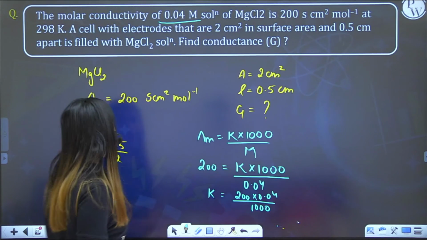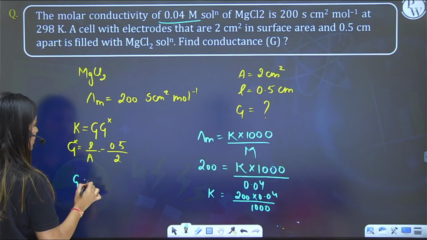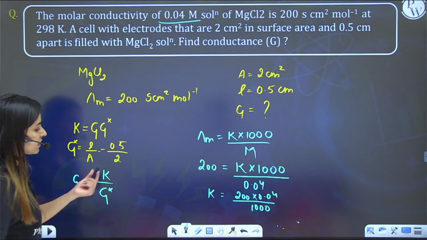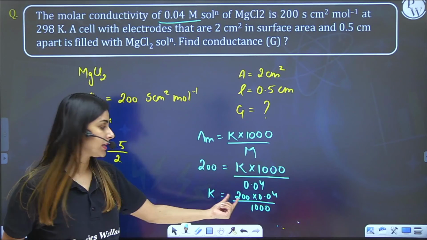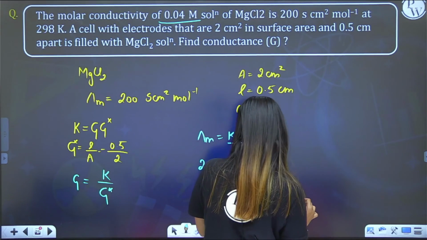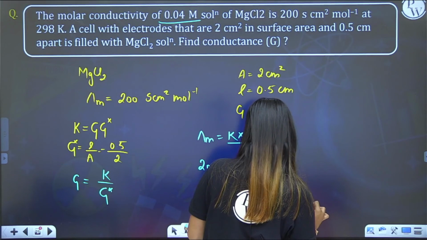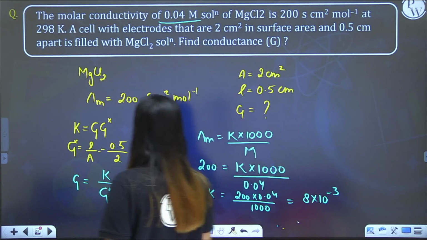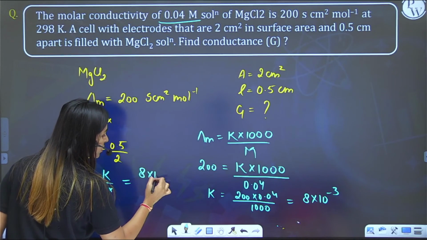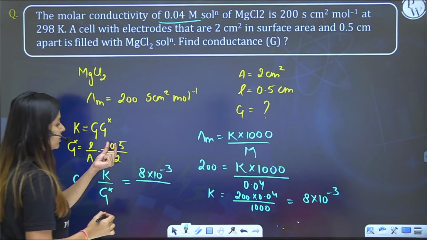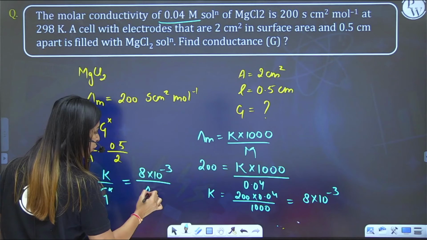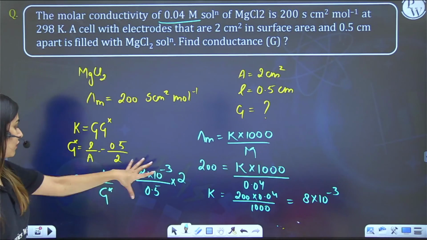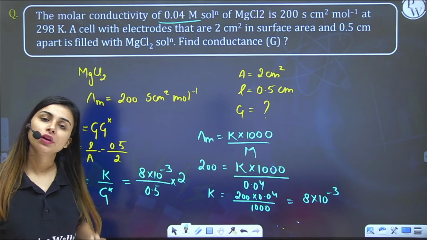Okay. So now you need to calculate G. G is equal to K upon G star. What is the value of K? I hope you can see. You can say that this is equal to 4 into 2, 8, 8 into 10 raised to the power minus 3. Yes. So, ma'am, K is 8 into 10 raised to the power minus 3 upon 0.5 upon 2. So, 0.5 and this would be 2. So, you have to just solve this and you will get the value of G, right?